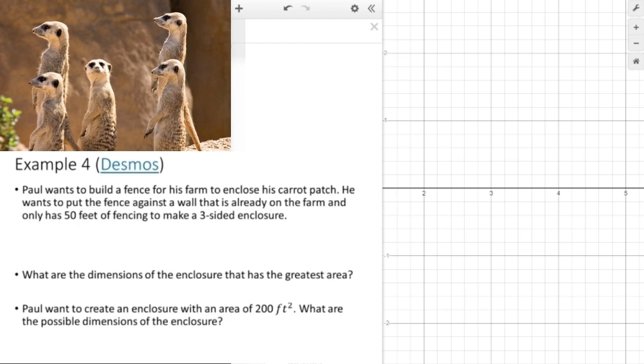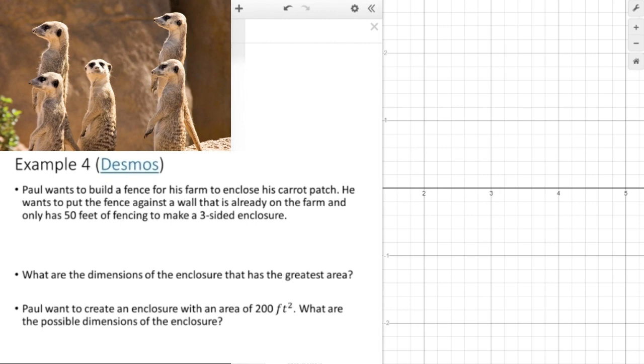Now we're going to take a look at a problem that can quickly be solved when we have a quadratic equation. Paul wants to build a fence for his farm to enclose a carrot patch. He wants to put the fence against a wall that is already on the farm and only has 50 feet of fencing to make a 3-sided enclosure. With this information, we're going to figure out 2 things. First, what are the dimensions of the enclosure that has the greatest area? And our second question, if Paul wants to create an enclosure with an area of 200 square feet, what are the possible dimensions of that enclosure?